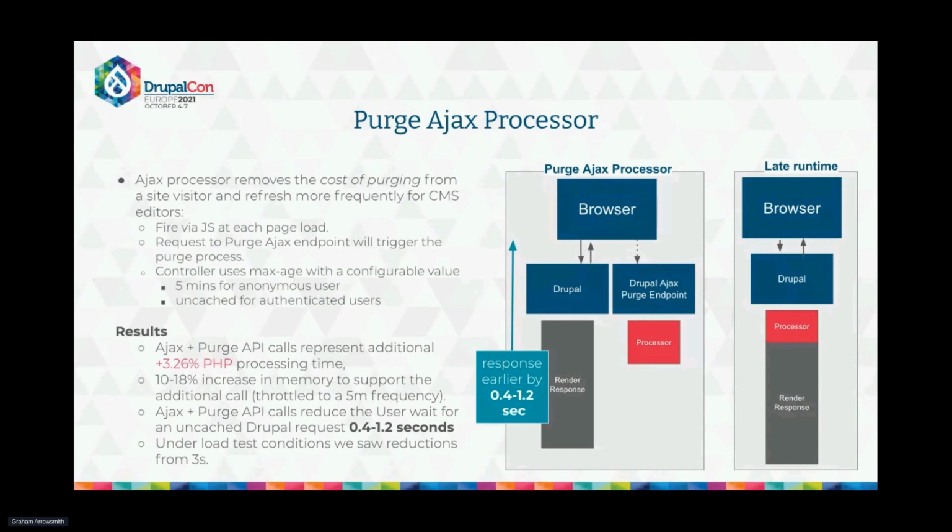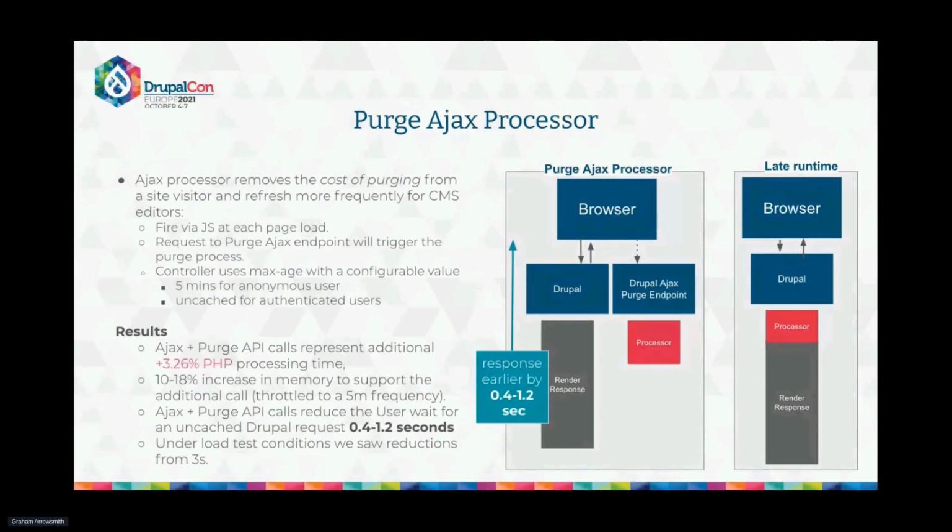So anonymous users could only hit this every 5 minutes, and that was configurable. Authenticated users, we didn't put any max age on this. So as users were editing content, moving around the site, we were firing off any purge requests as needed. The result of that was there was a small additional cost to independently running that process, and there was additional memory required.